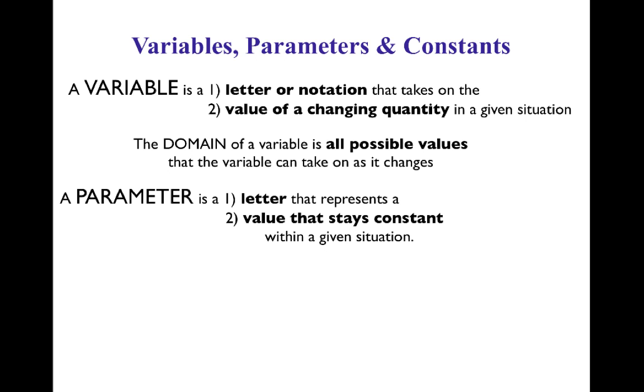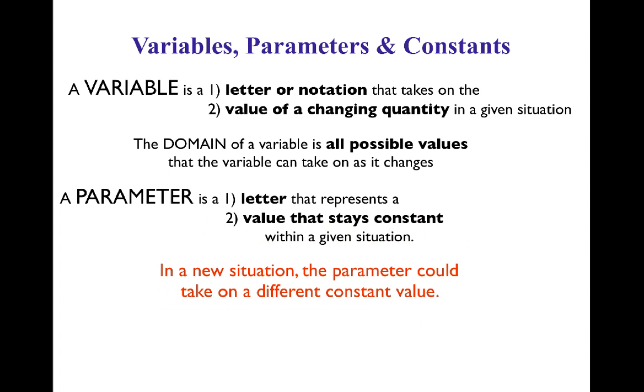Now here's the key to a parameter. This is the key you've got to learn. It's not just a constant and then you don't think about anything else. Here's the key to a parameter. In a new situation, the parameter could take on a different constant value. In this new situation, it's still going to be constant, but that letter could be a different constant. So from situation to situation, a parameter, yes, it can change, but within a situation, it stays constant.